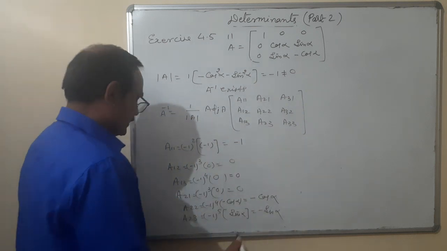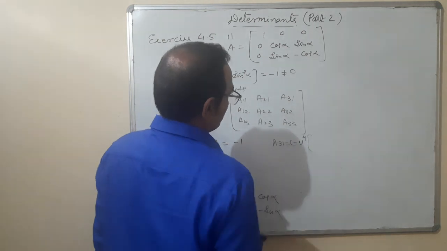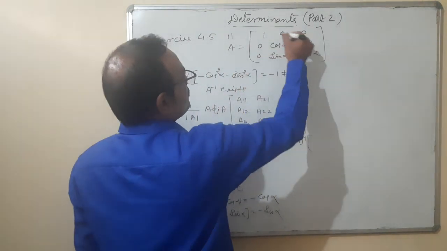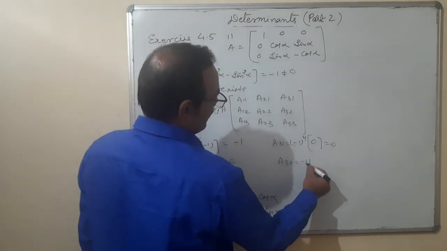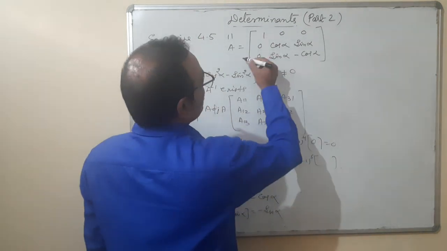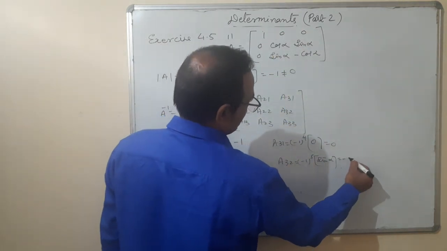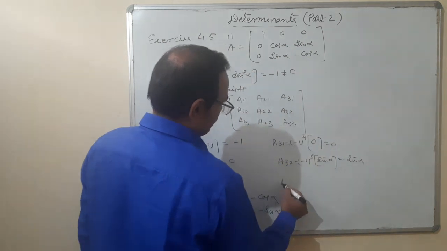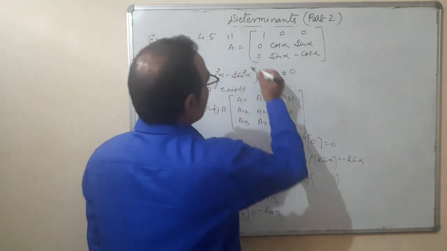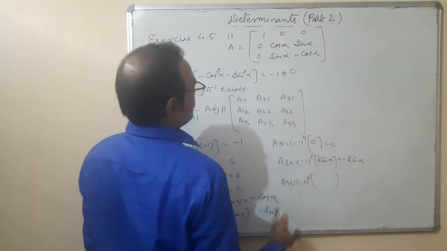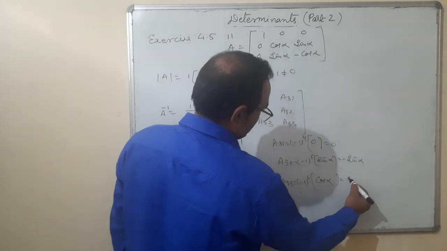Now A31: minus 1 to the power 4, third row first column, the result is 0. A32: minus 1 to the power 5, third row second column, sin alpha with a minus sign. And finally A33: minus 1 to the power 6, third row third column, so it is cos alpha.